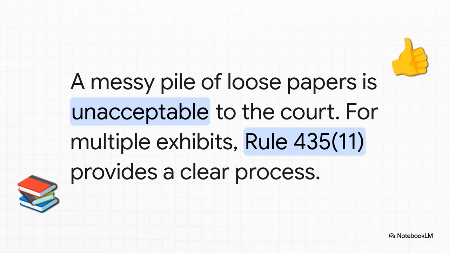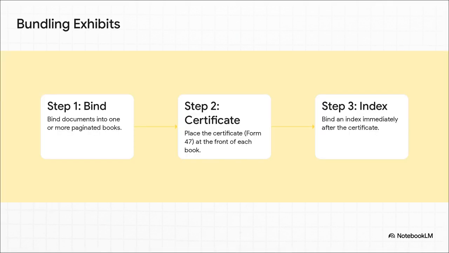Now, in any serious piece of litigation, you're not going to have just one exhibit. You might have 20, 50, even 100. The last thing a judge wants is a disorganized mess of loose papers. For this exact reason, Rule 435, Subrule 11 gives us a clear, professional way to present them. If you want to make a judge happy, and believe me, you do, you need to follow Rule 435, Subrule 11 to the letter. You bind your documents into neat, paginated books.